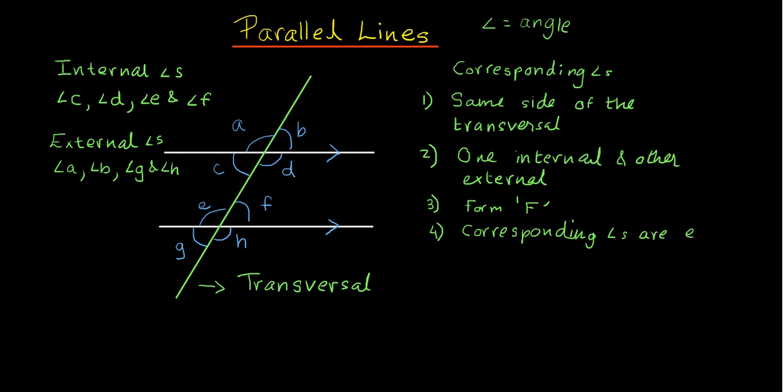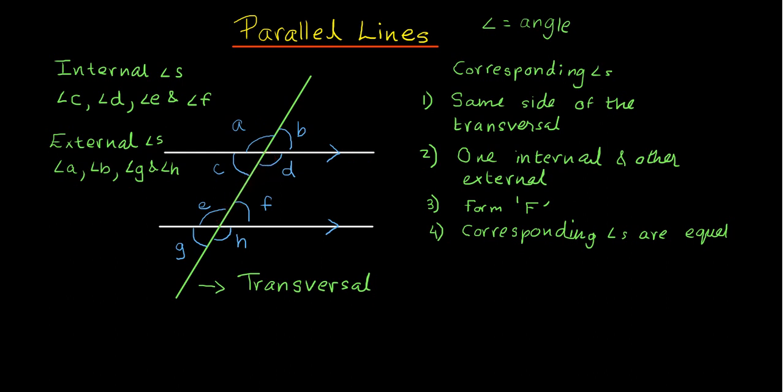Okay, so now we're going to look at what angles are corresponding. Let's look at the conditions. The first one, same side: the angles are on the same side of the transversal. So I'm going to start off with the right hand side. One is internal and the other is external. Let's see. We start off with B. It's an external angle on the right hand side of the transversal, and then D is an internal angle on the right hand side of the transversal.